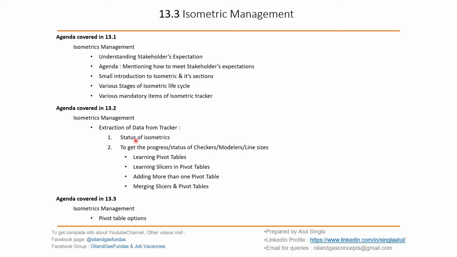In the second part, we used these isometric trackers to get the status of each and every sheet with a single pivot table. We learned how to prepare a pivot table and how to use slicers, adding more than one pivot table in a single sheet, then how to merge all these slicers along with pivot tables to get the status and progress of each and every checker and modeler, and the status line size wise, and many more things.